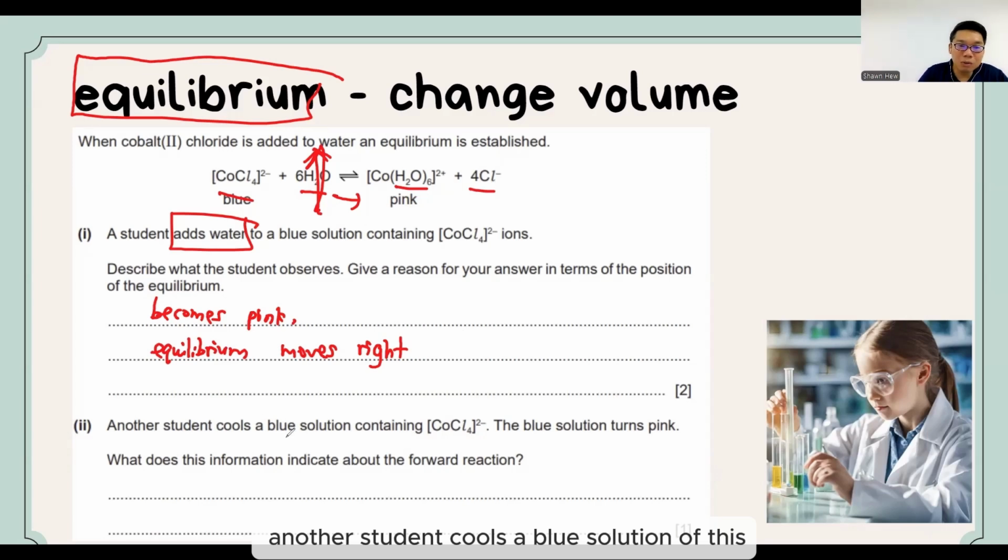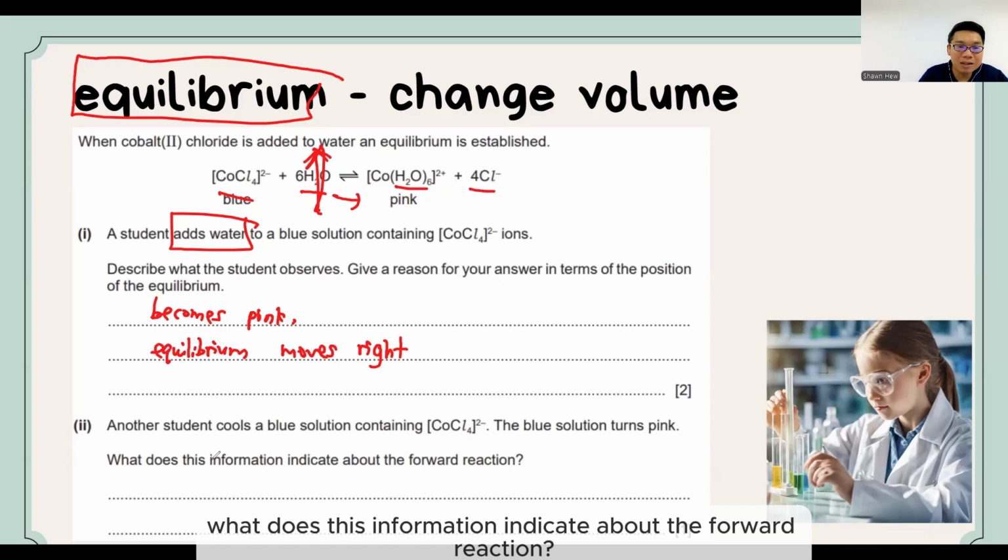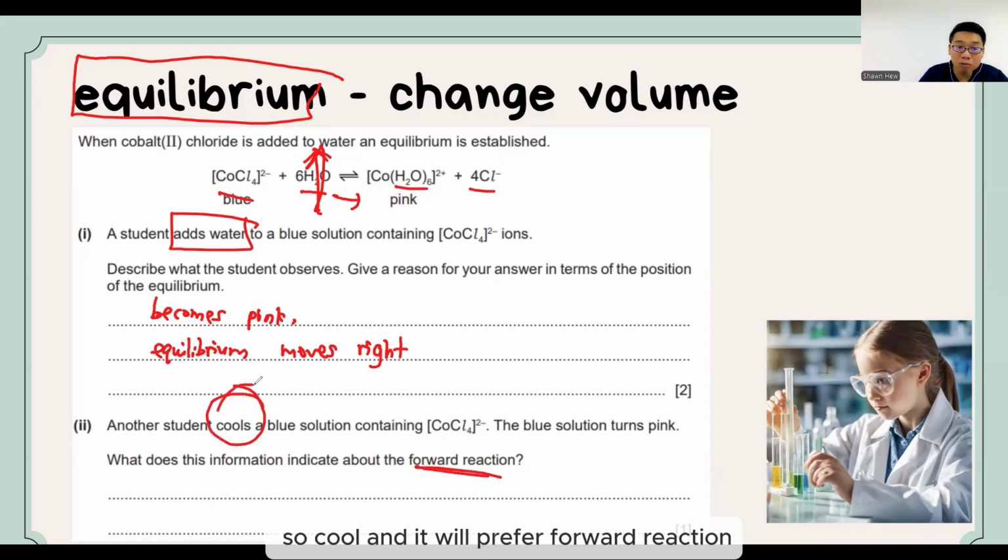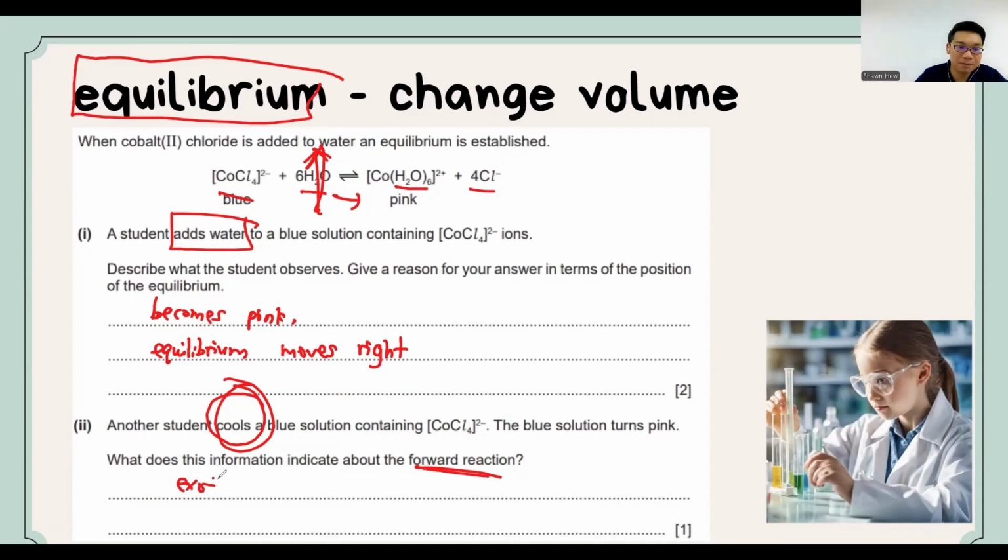Another student cools a blue solution of this. The blue solution turns pink. What does this information indicate about the forward reaction? So it cools, and if it prefers the forward reaction, that means the forward reaction is exothermic.